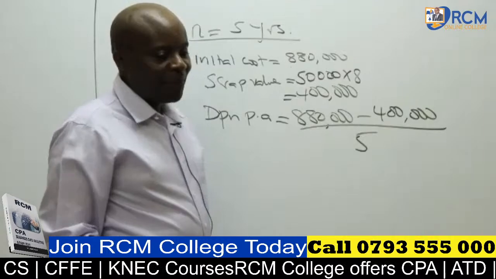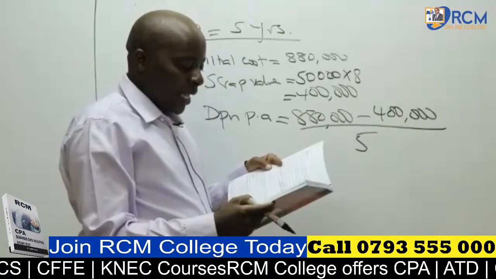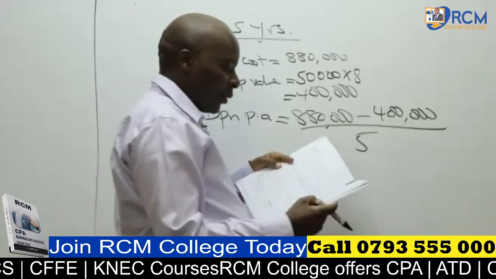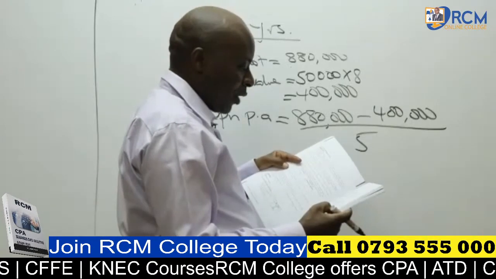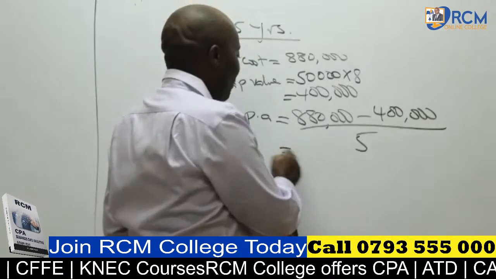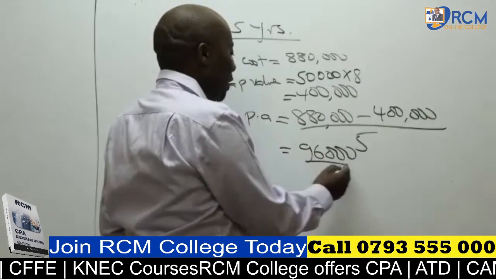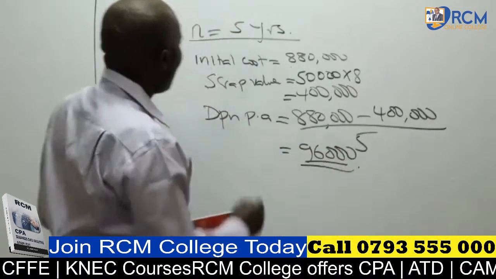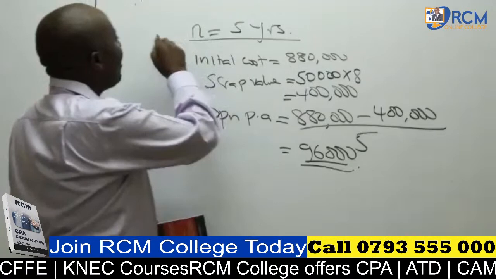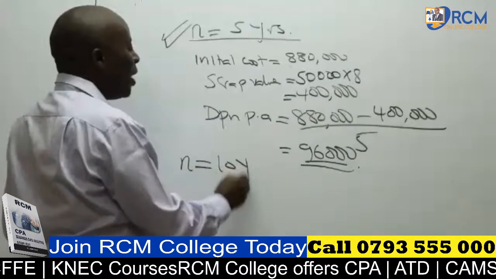Somebody's giving me a figure of 96,000. Thank you very much. So this is 96,000. Now, how about this other scenario when n is 10 years?